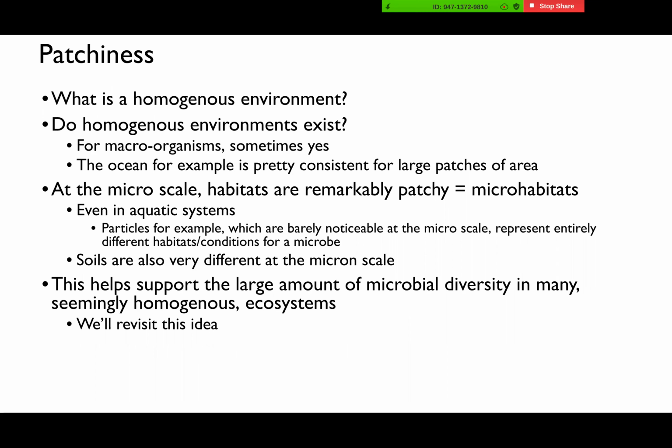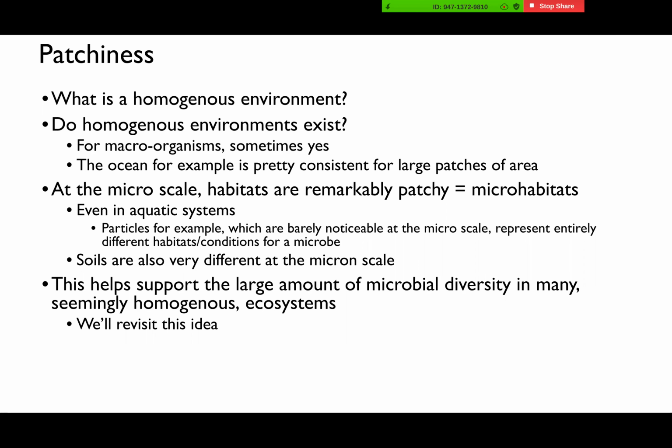And this is true not just in soil, which is very, very different at the microscopic scale, but even in aquatic systems. So for instance, in water, there's all sorts of particles floating around, which are barely noticeable at the macroscopic scale, but they represent an entirely different habitat and conditions and environment for these microbes to grow in. And this idea of patchiness, at the small scale and the large scale with many, many environments, helps support the large amount of microbial diversity in many seemingly homogeneous ecosystems.